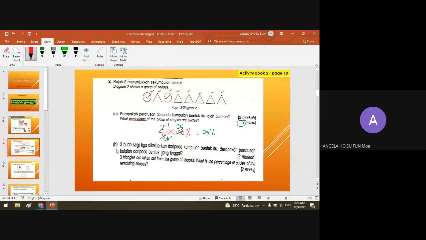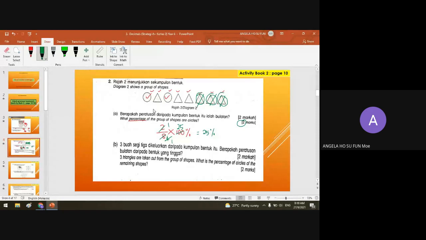Next, look at B. 3 triangles are taken out from the group of shapes. So what is the percentage of circles of the remaining shapes here? Now, they are all together 8 shapes. Now they ask you, 3 triangles are taken out. So what I'm going to do is, I'm going to take out 3 triangles here. Starting from here, I'm going to take out this, no more. This one, no more. This one, no more.